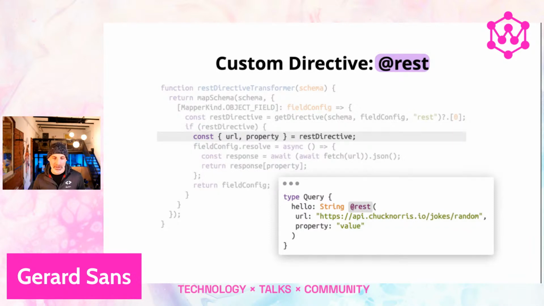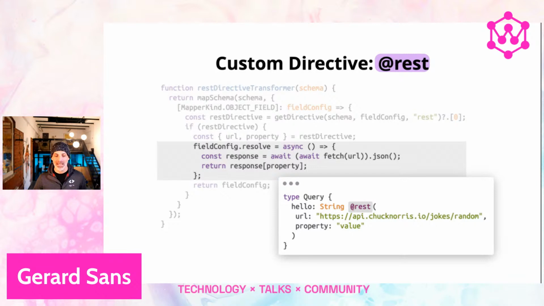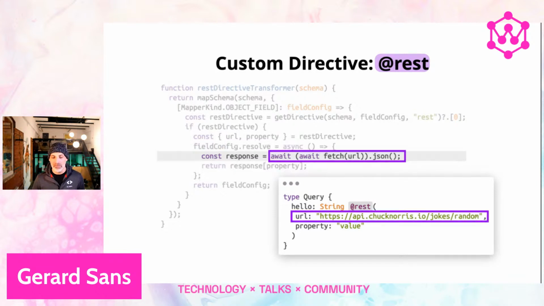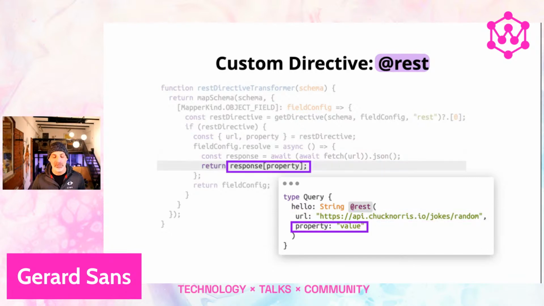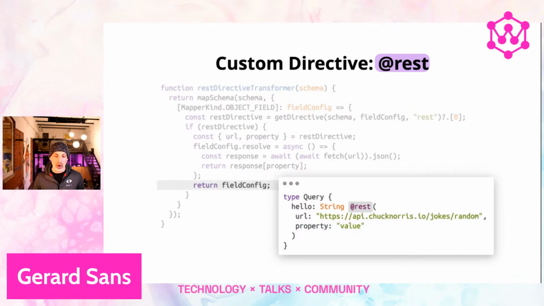So let's look at that. We can see here that I'm creating this async function that will be waiting for the fetch to return. And I'm going to take the JSON response from that, and then I'm going to pick the field, the joke in this case. So as you can see, that's the whole code.